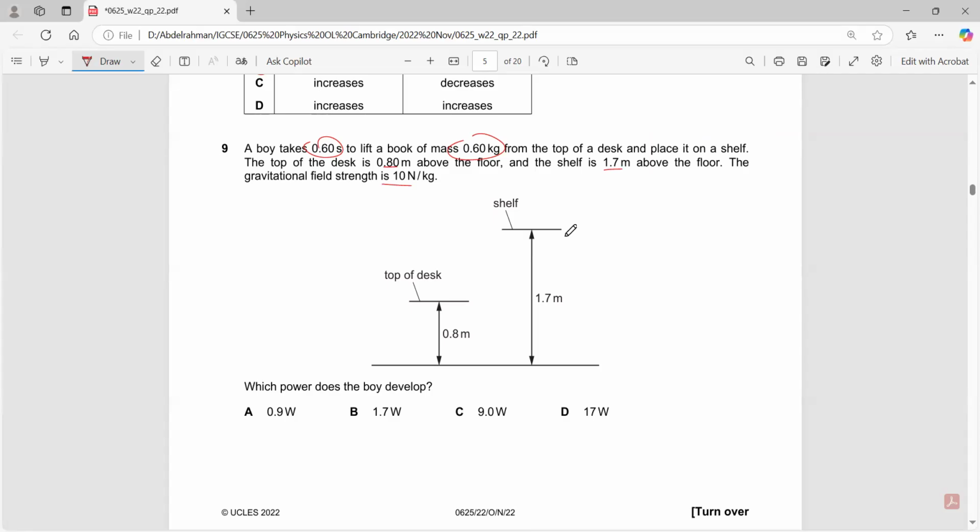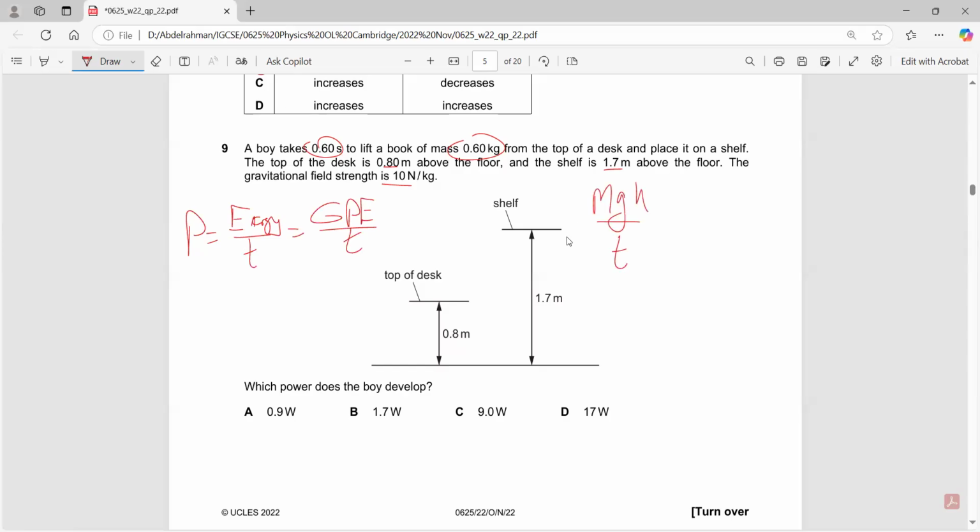What is the power? Power equals energy over time, or work done over time. So basically the energy would be the gravitational potential energy. Gravitational potential energy over time. What is the gravitational potential energy? So it's mgh.